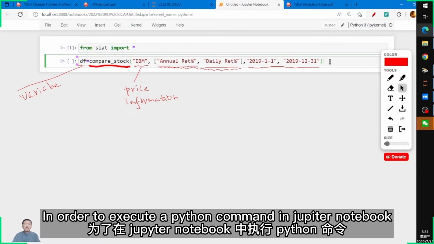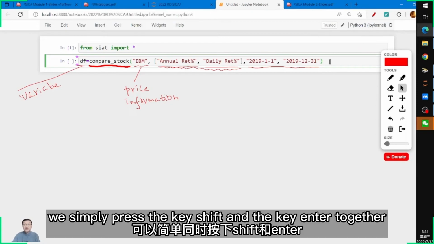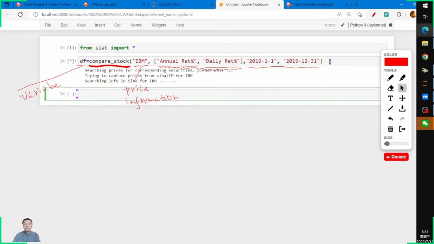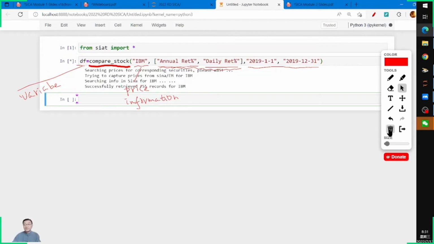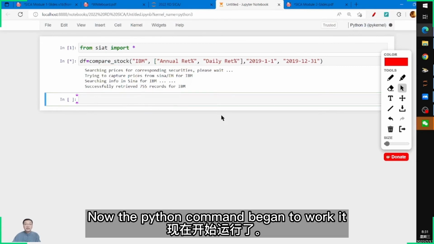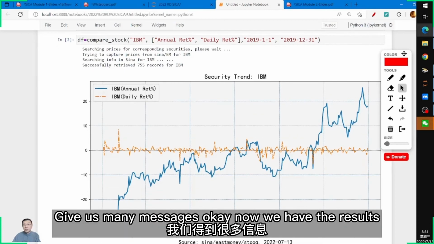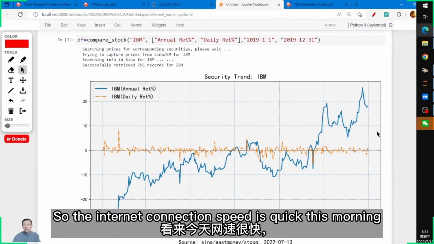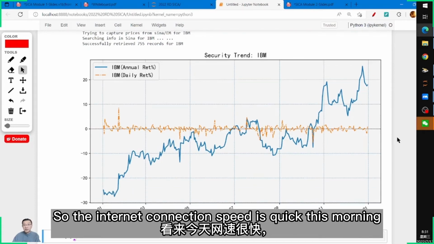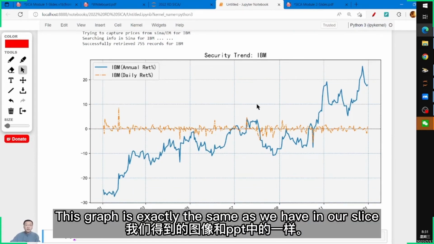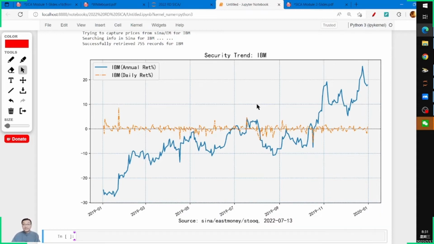In order to execute a Python command in Jupyter Notebook, we simply press the key Shift and the key Enter together. Now the Python command began to work. It gives us many messages. Okay, now we have the results. So the internet connection speed is quick this morning. This graph is exactly the same as we have in our slides.